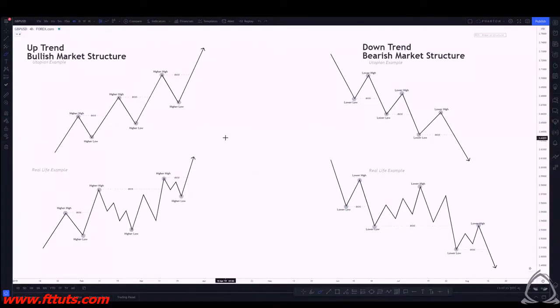And on the flip side, again, if we're looking for a bear trend, we're looking for lower lows and lower highs to be created. And then once we are waiting for our next lower low to be created, we're trading within this price range.